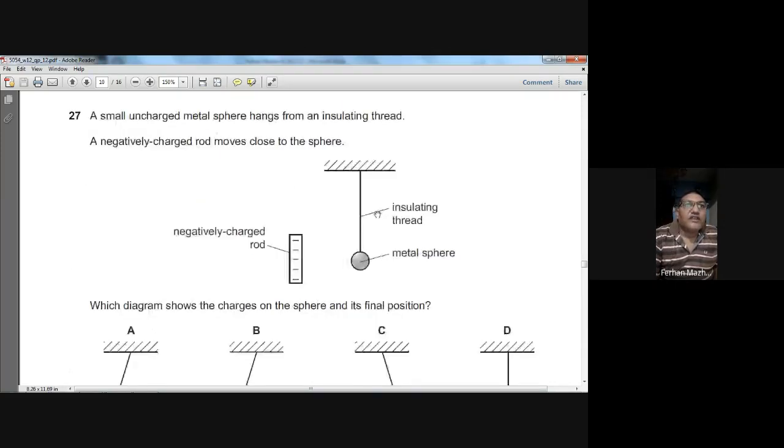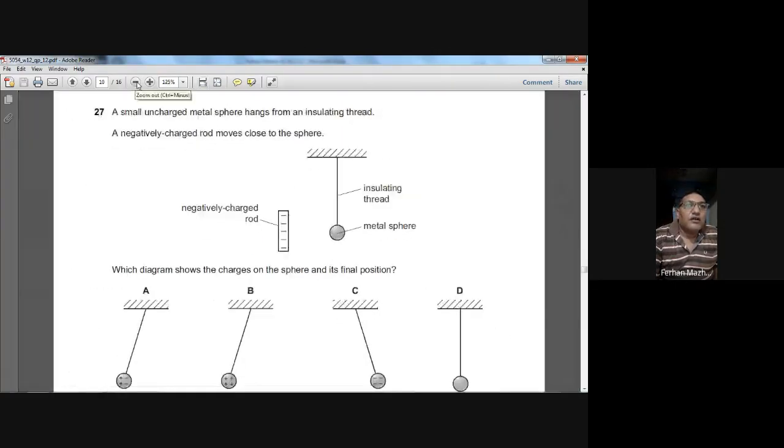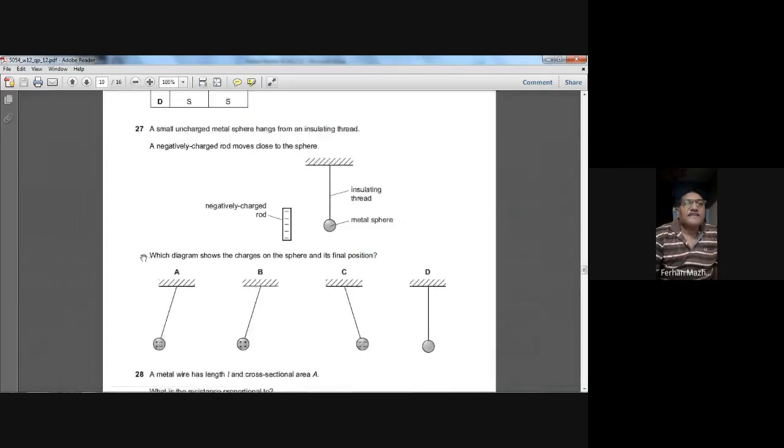On your screen, you can see question number 26. A small uncharged metal sphere hangs from an insulating thread. A negatively charged rod moves close to the sphere. Here we have an insulating thread and a metal sphere. It's made of metal. And here is a negatively charged rod.